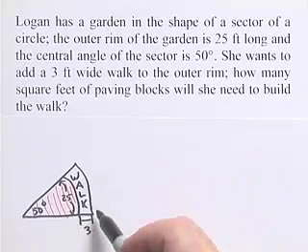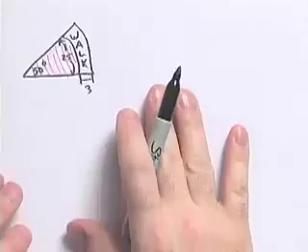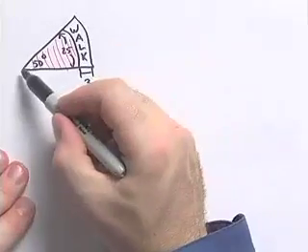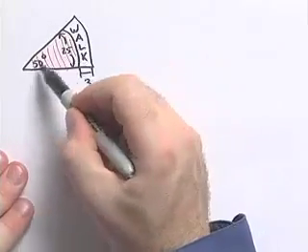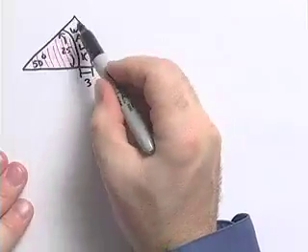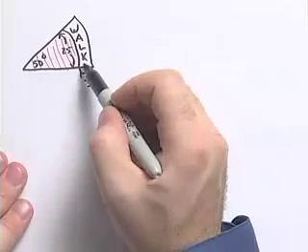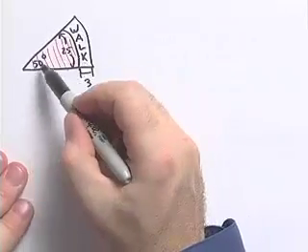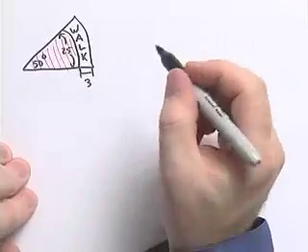If we look at this diagram that we've already drawn, we see that we actually have two sectors to deal with. We've got a smaller sector here, that's the garden area, and we've got a larger sector that includes the garden area and the walk. They both share the same central angle of 50 degrees.